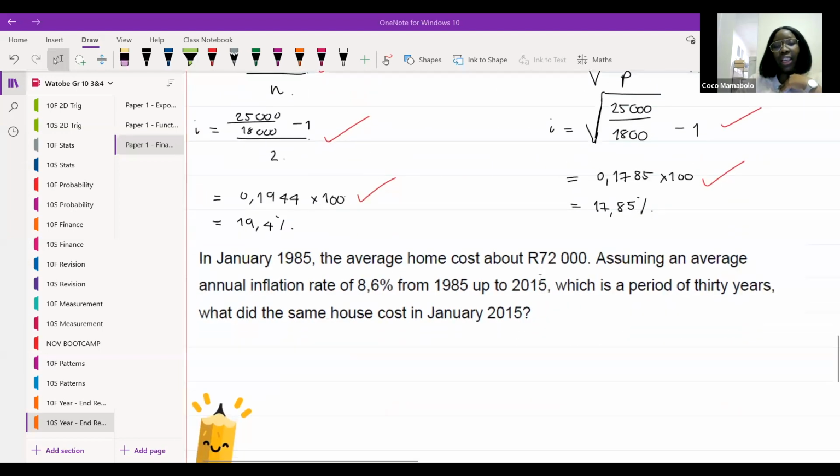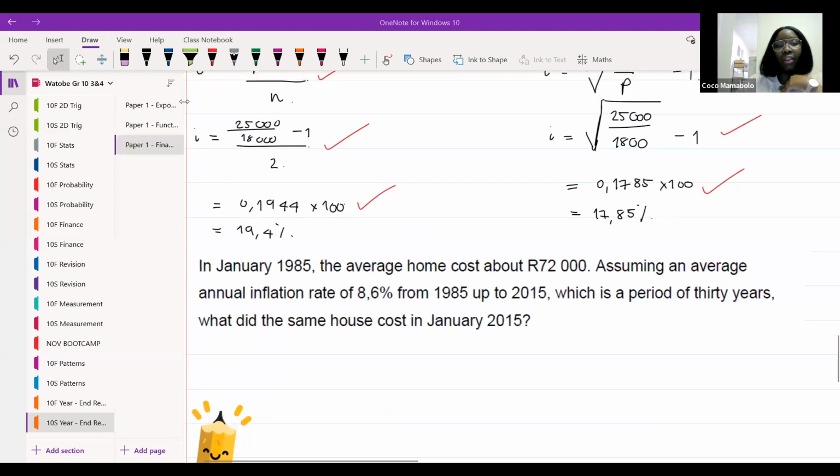All right, here's your next question over here. Right, we'll call this question 4. All right, it says here, in January of 1985, the average home cost about 72,000 Rand, assuming an average annual inflation rate of 8.6% from 1985 to 2015, which is a period of 30 years. What did the same house cost in January of 2015? Now we're calculating for inflation. They haven't told us anything about which formula to use, but we should know that inflation is calculated over what kind of interest, peeps?